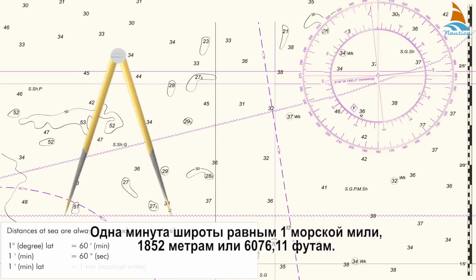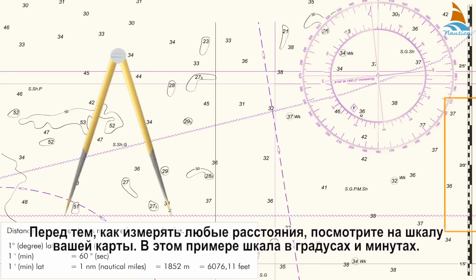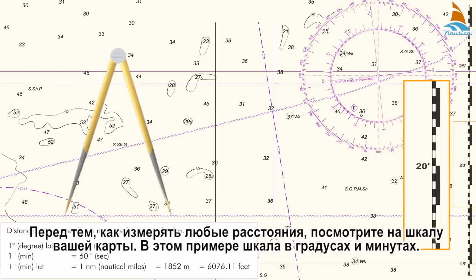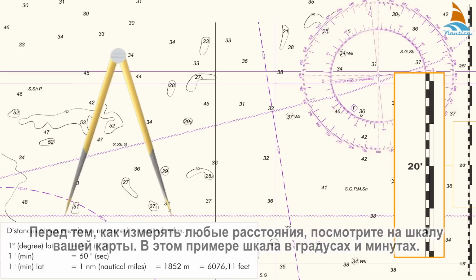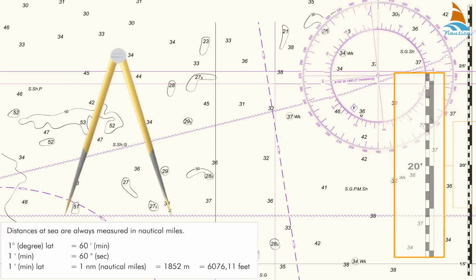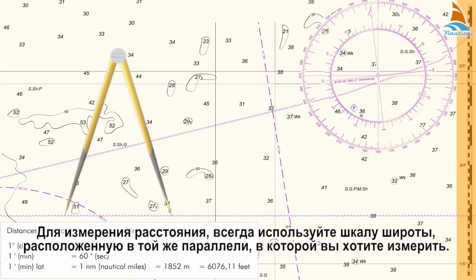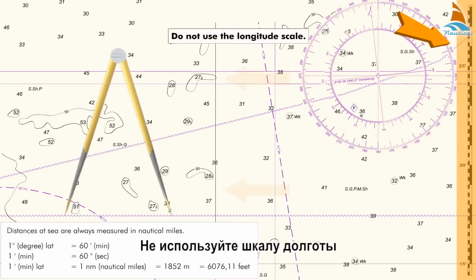1 minute of latitude is equal to 1 nautical mile, 1,852 meters, or 6,076.11 feet. Before you measure any distance, look at the scale of your chart. In this example, the scale is in degrees and minutes. To measure a distance, always use the latitude scale located in the same parallel from where you want to measure. Do not use the longitude scale.